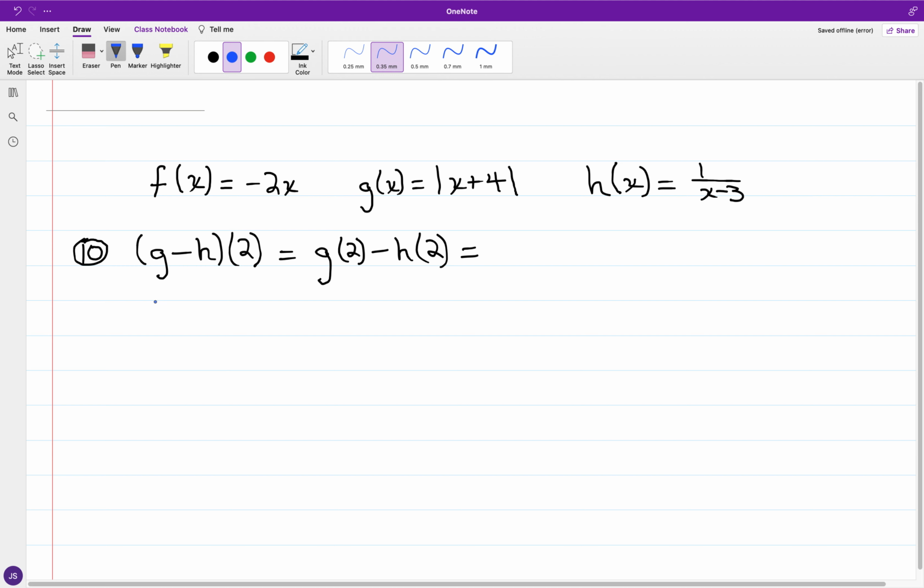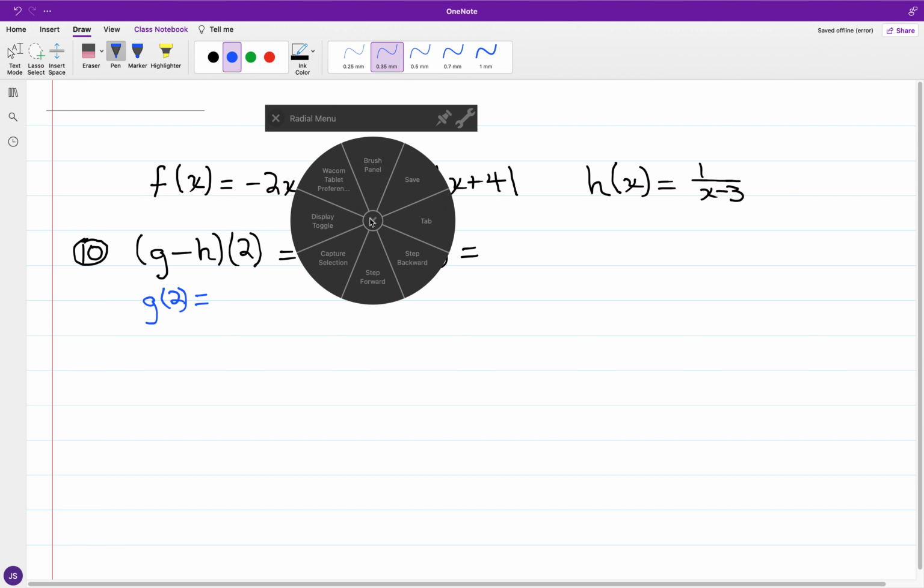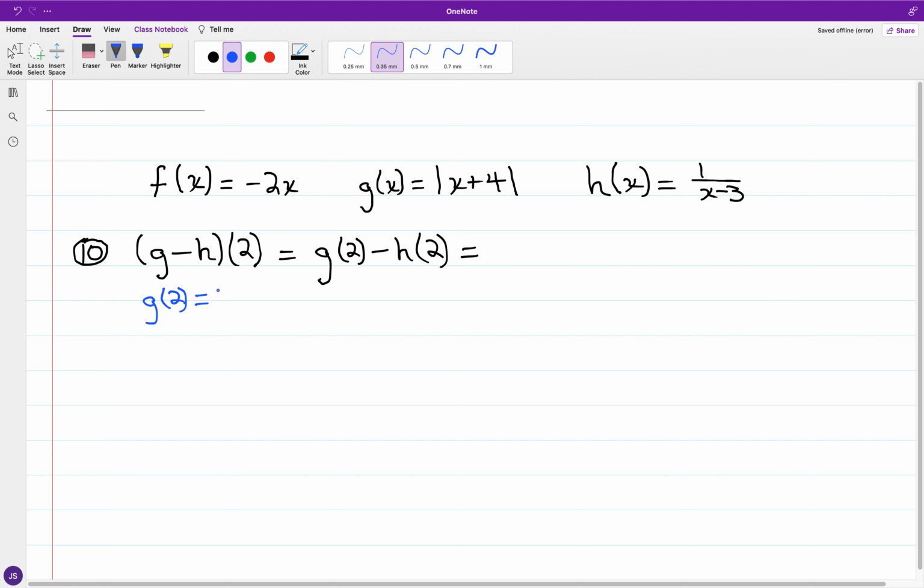So in the case of g of 2, how do we get to g of 2? Well, we got g of x, where x is set to 2. And so g of 2 is going to be the absolute value of 2 plus 4. So you have 2 plus 4 is 6, and the absolute value of 6 is going to be 6.